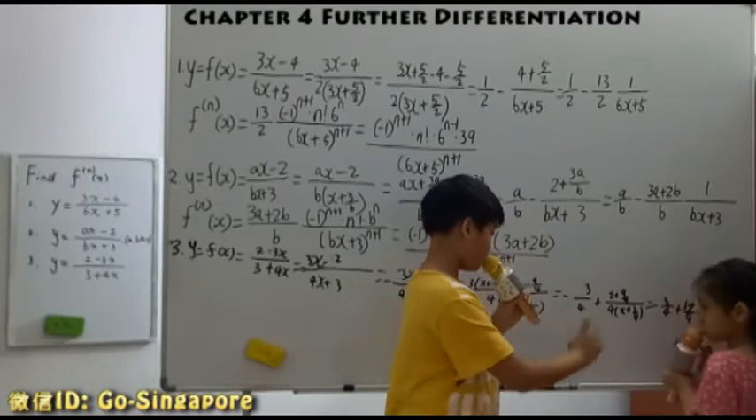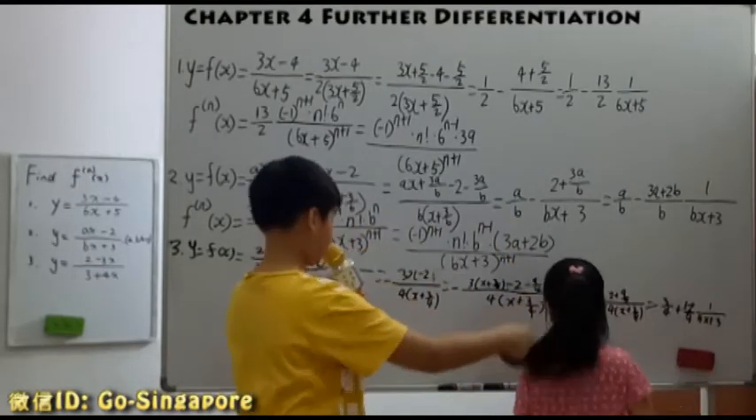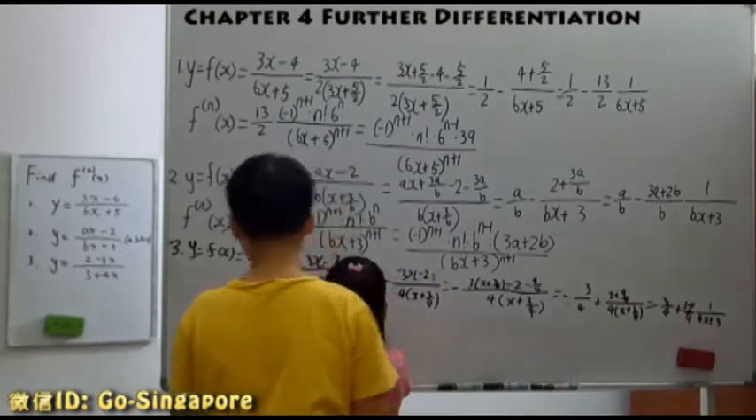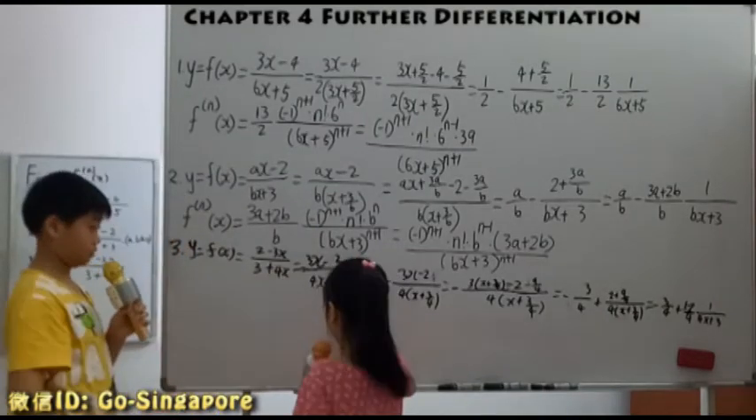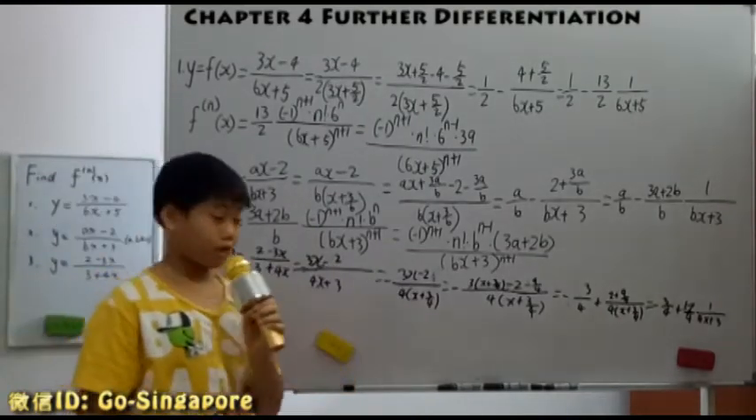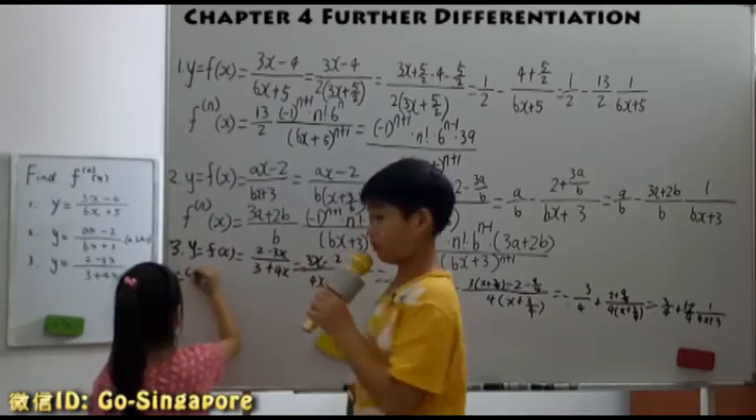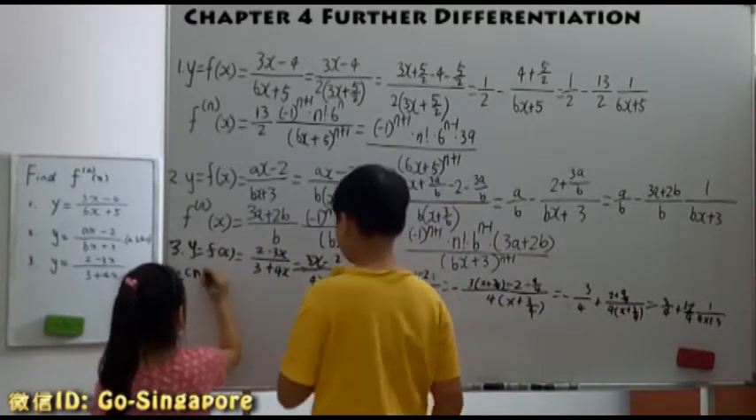17. So those factors. Then find the, oh, start from here, okay? Find the nth derivative of f(x).